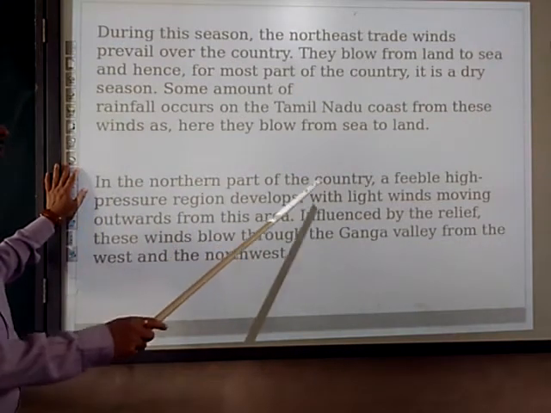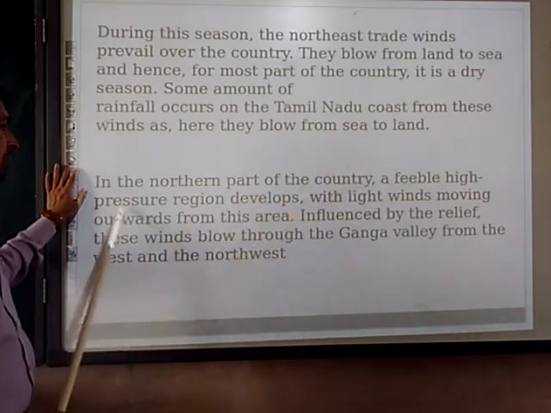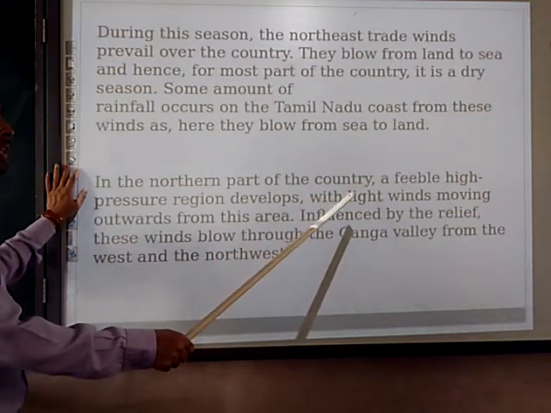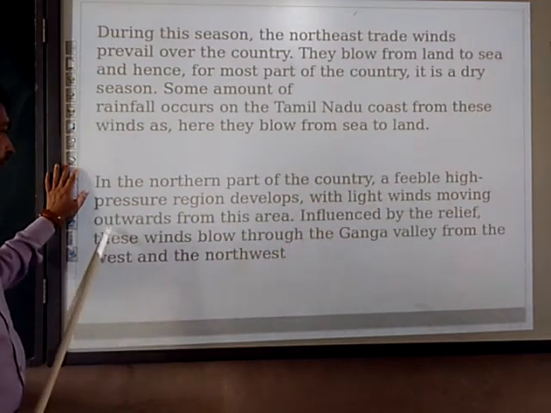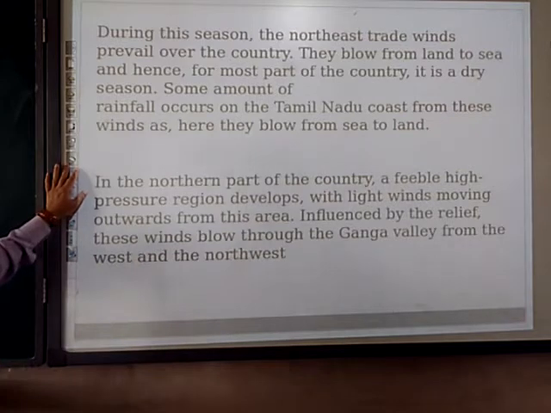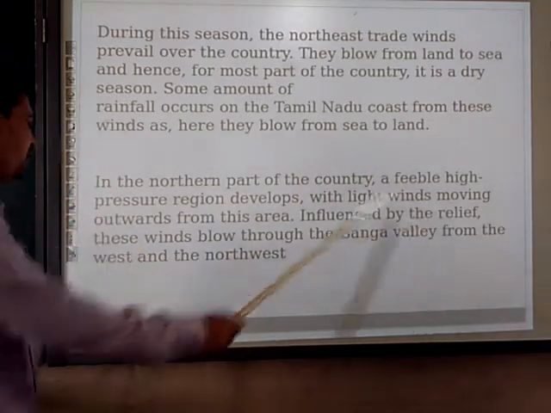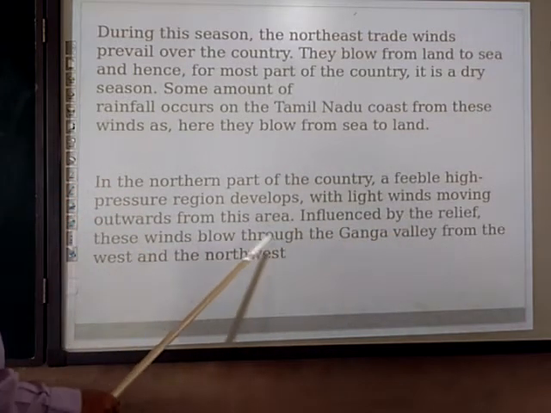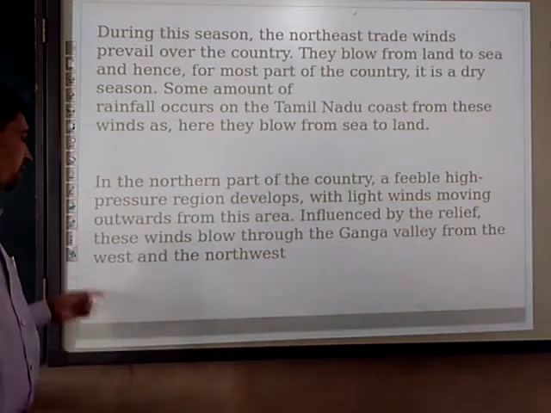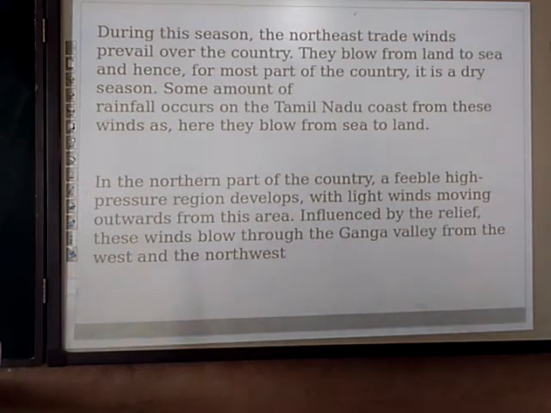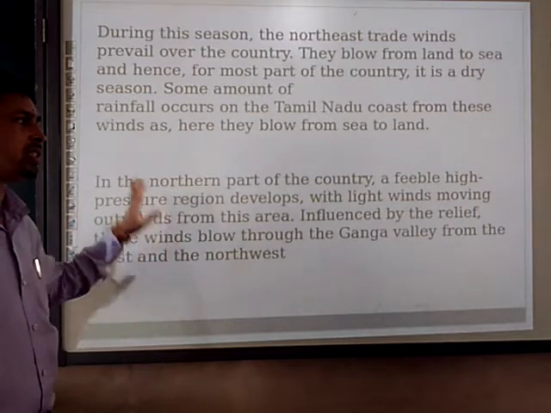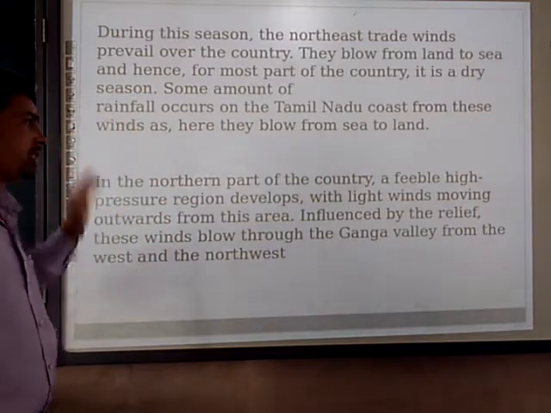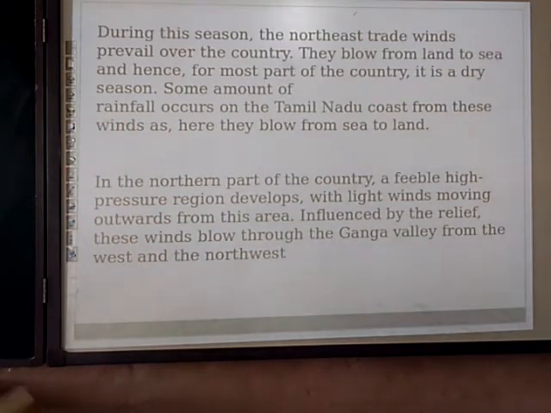In the northern part of the country, a feeble high pressure region develops with light winds moving outwards from this area. Influenced by this, the winds blow through the Ganga valley from the west and the northwest. That's the direction of the winds in this particular season. Please see it properly.